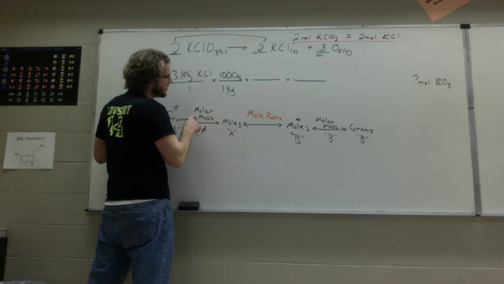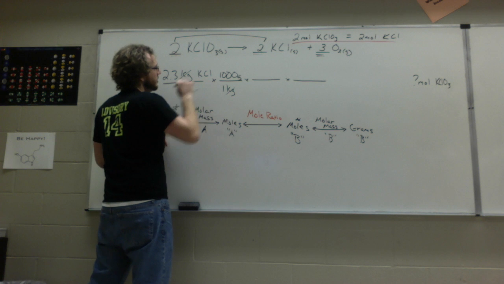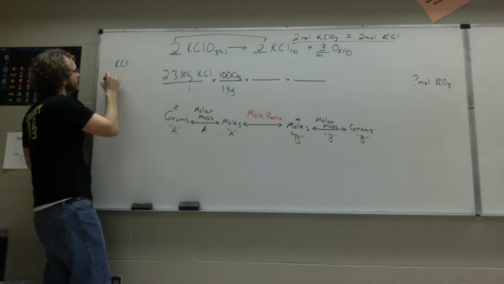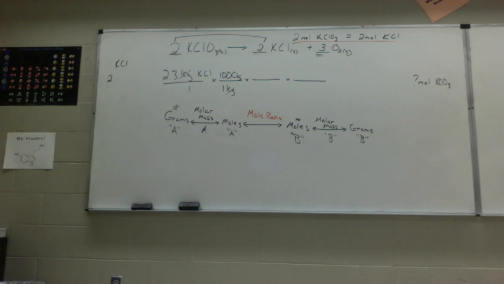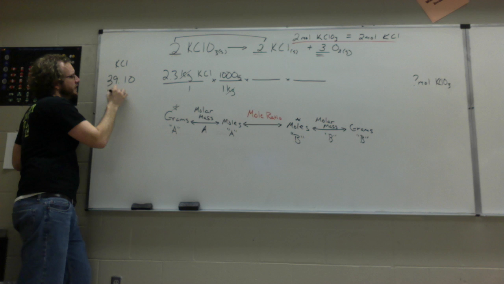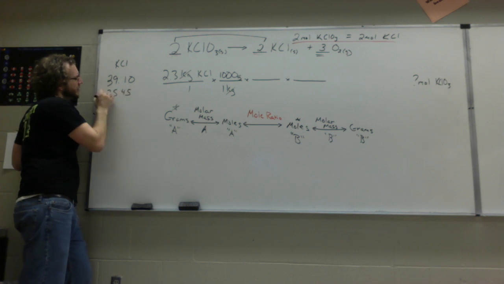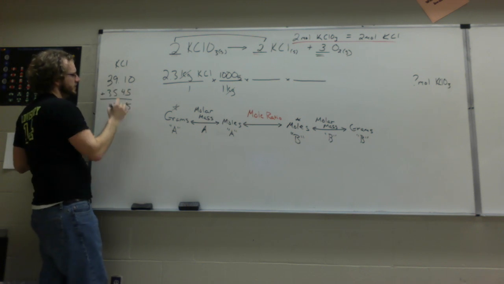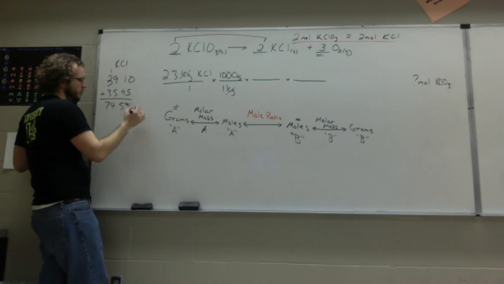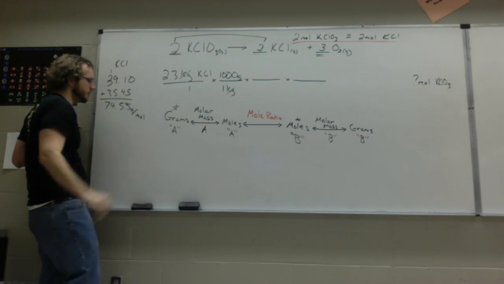Our next step is going to be to find the molar mass of potassium chloride. Well, okay, we look at potassium chloride. Potassium, sorry, I don't have that number right off the top of my head. Potassium, 39.10. Chlorine, 35.45. We add those together, 74.55 grams per mole. Cool.